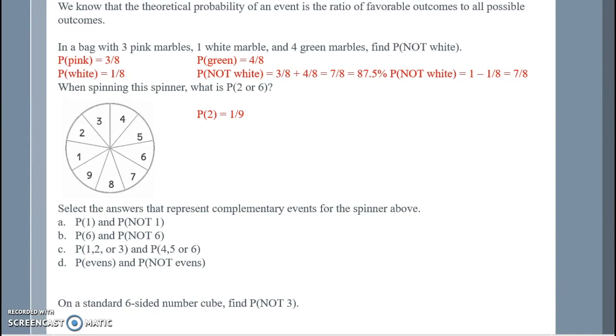The probability of 2 is 1 out of 9. The probability of getting a 6 is 1 out of 9. So the probability of 2 or 6 is 1/9 plus 1/9 equals 2/9, or 22.2%.